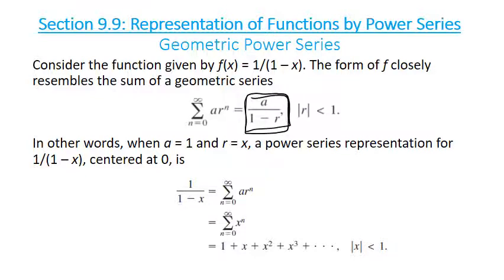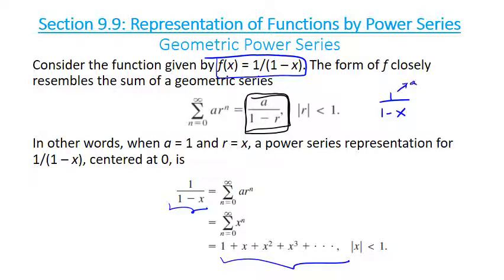Okay, so what we are told is that we're given this function here, and this function closely resembles a geometric series. So if a is 1 and r is x, then this function that we're given can resemble a geometric series, and it's shown right here. So it might be helpful to write this in the following way. So a is 1 and x is r here.